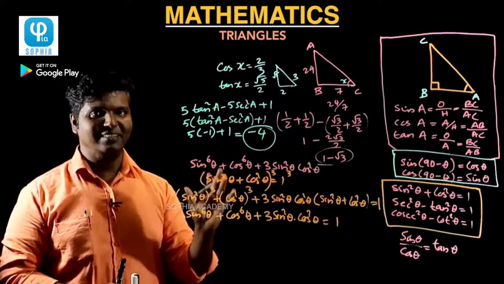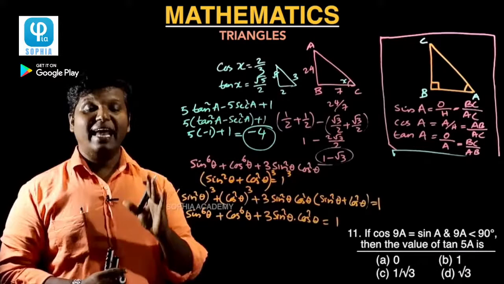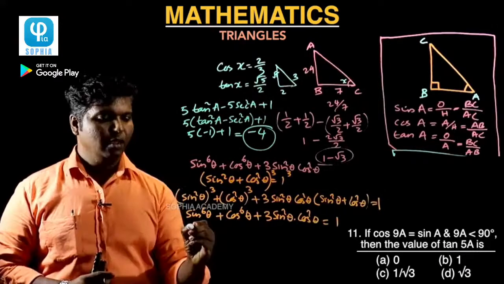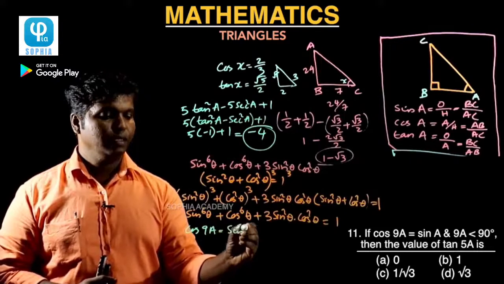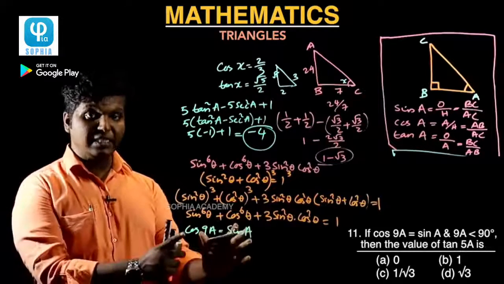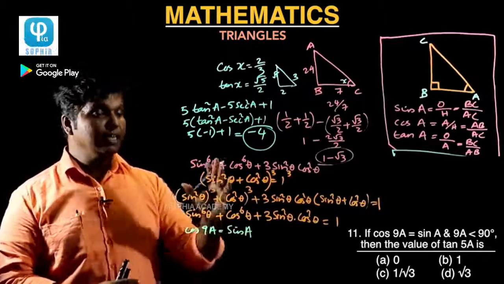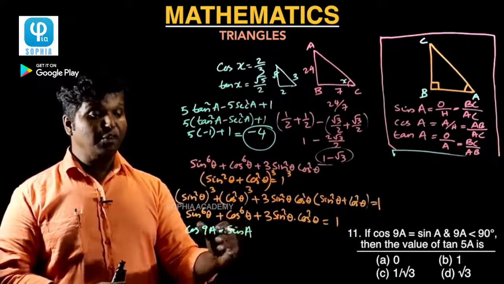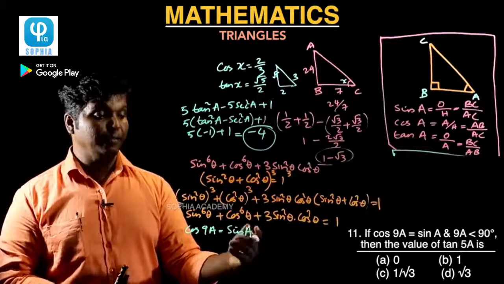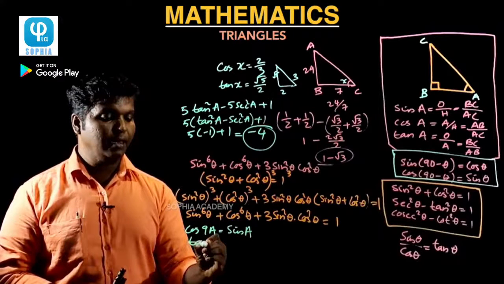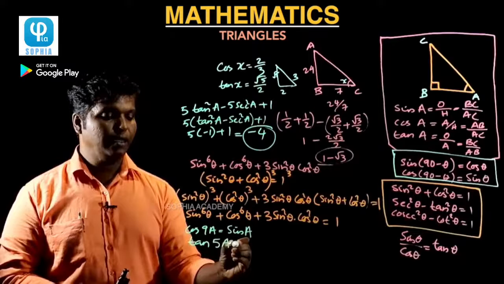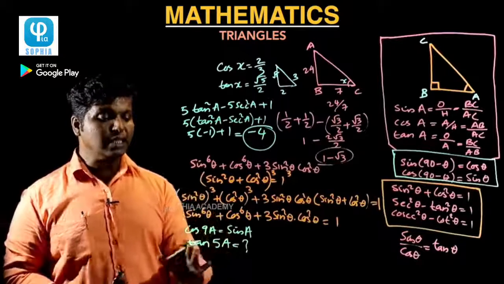So one final question from that section. If cos 9a is equal to sine a, you have to find tan 5a. Tan 5a is the thing which you have to find. So this is the given thing.